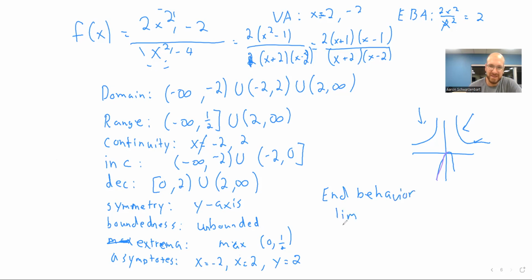Limit as x approaches -infinity. And I don't want to write out the whole function, so I'm just going to write f of x since that's its name. Cannot be blank. And the end behavior asymptote is 2. That's where it's going. Limit as x approaches positive infinity is also 2. Okay. That is a function analysis on one of these.